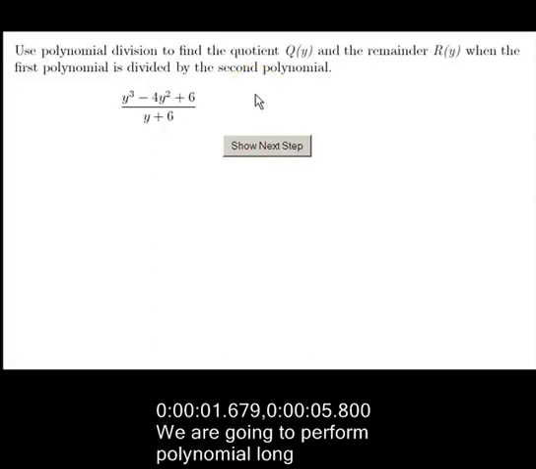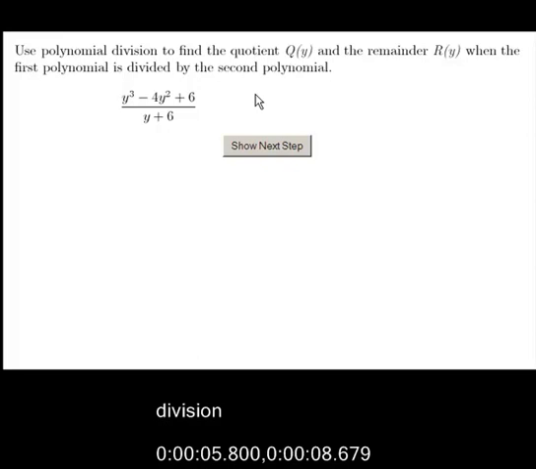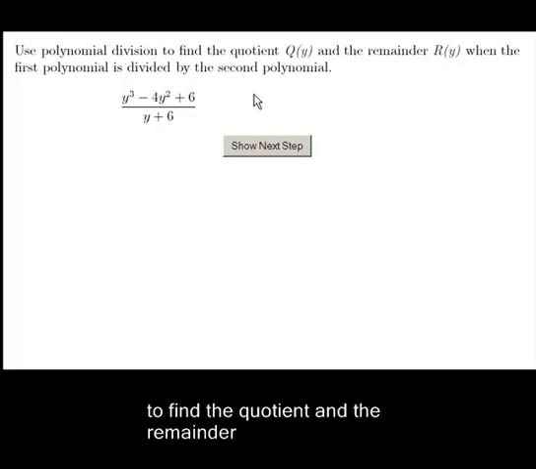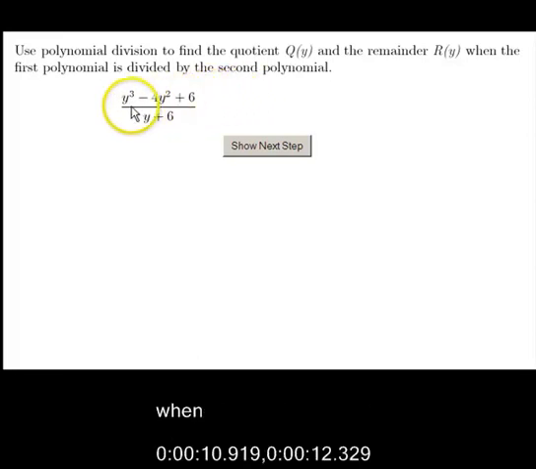We are going to perform polynomial long division to find the quotient and the remainder when y cubed minus 4y squared plus 6 is divided by y plus 6.